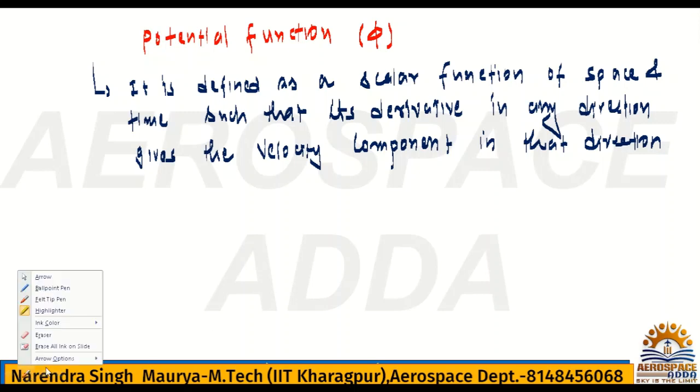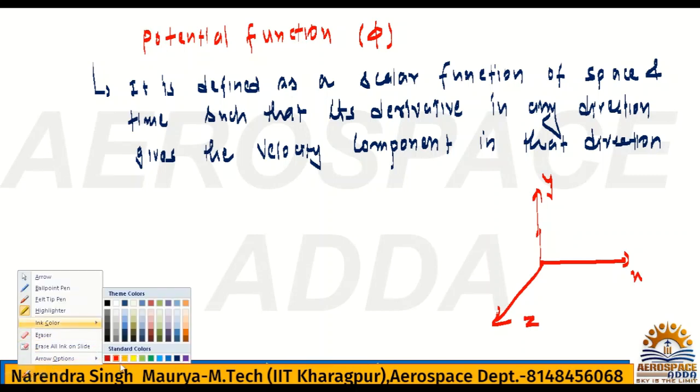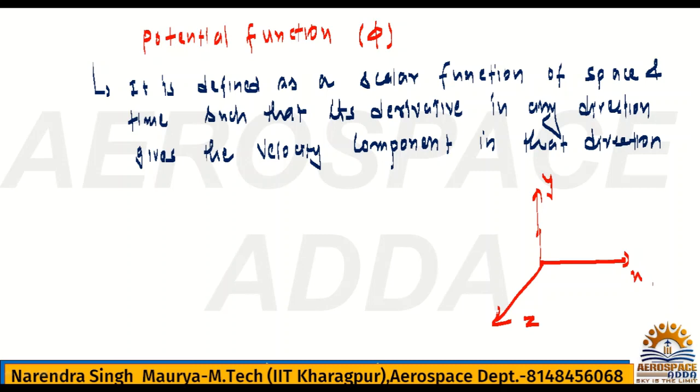I'll show the diagram so it will be more clear to you. I'm just going to draw the 3D. This is x, y, and z. Now you all know in the x direction the velocity component is u, in the y direction the velocity component is v, in the z direction the velocity component is w. Yes or no?